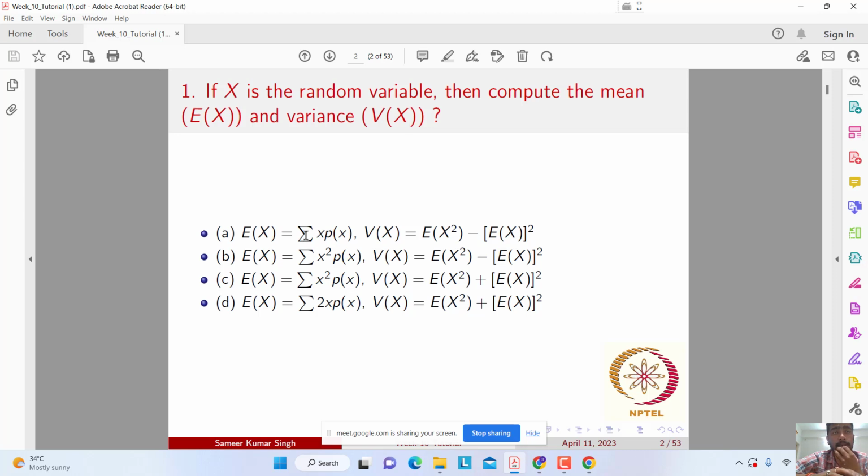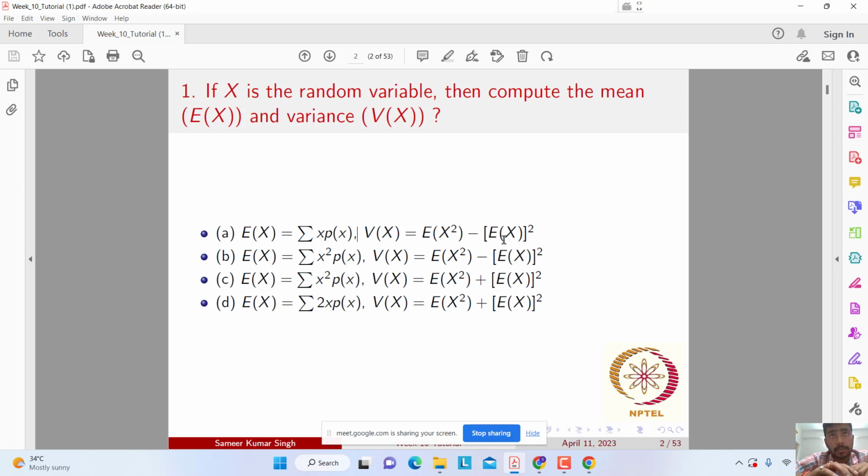Option A is the right one. Basically, P(x) is the probability of the random variable x. Whenever you have data, you have x and the probability of that variable, and using those you can calculate the mean.